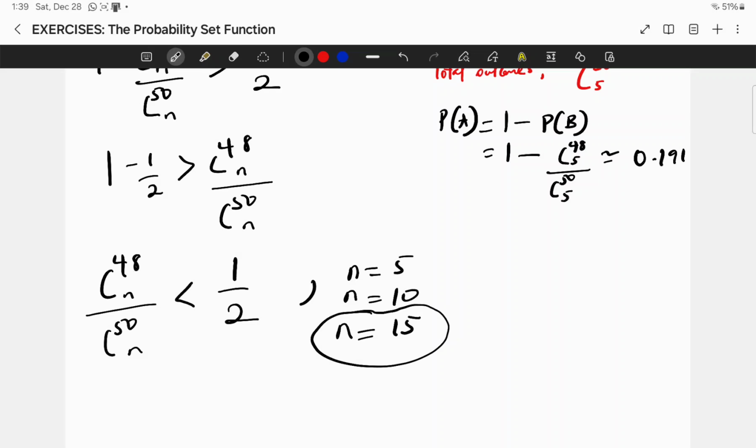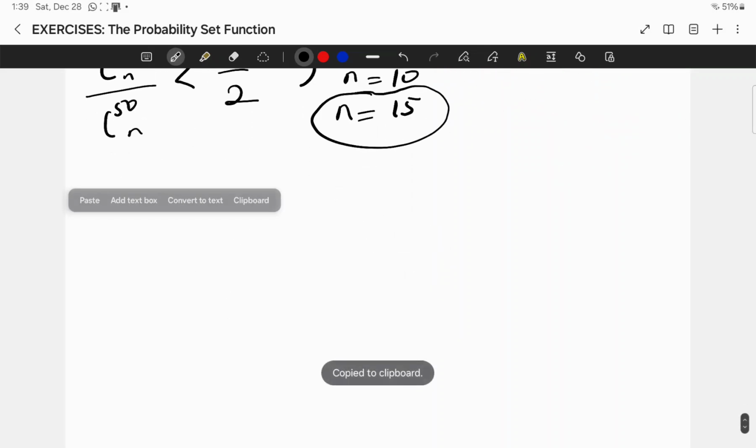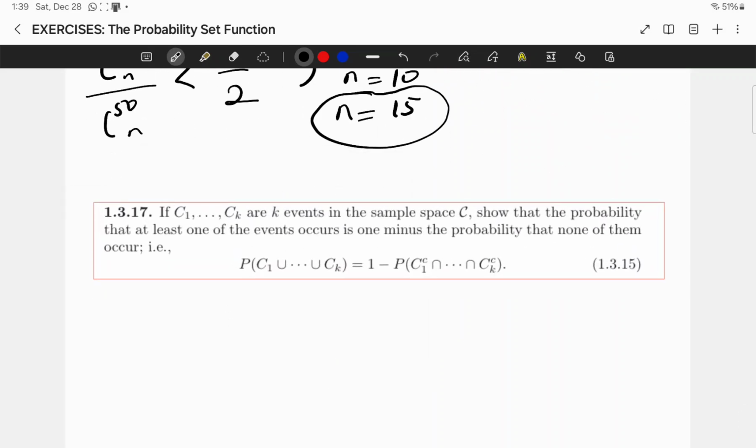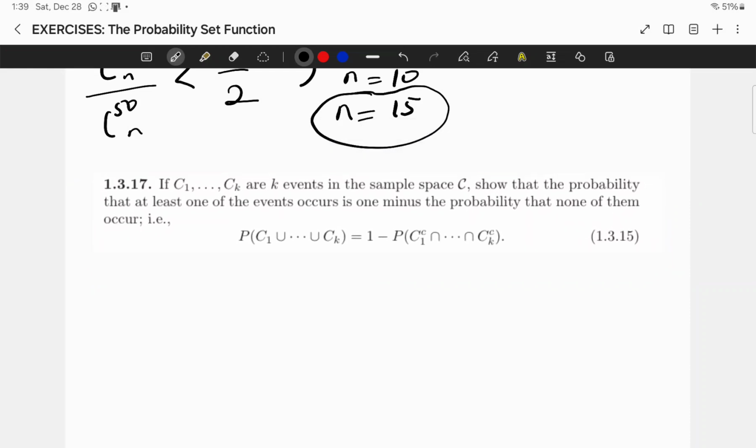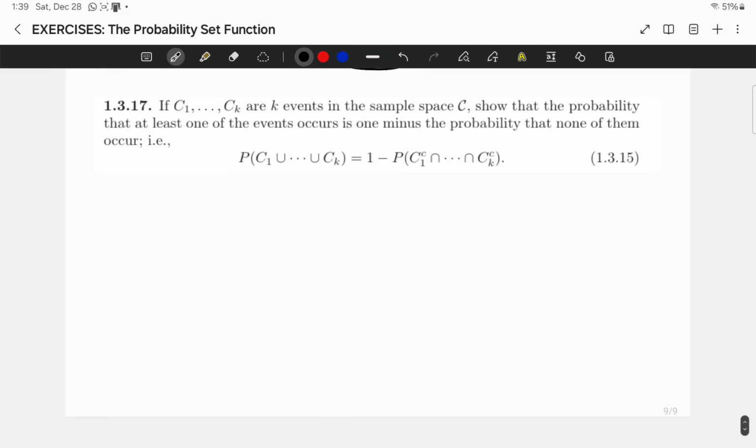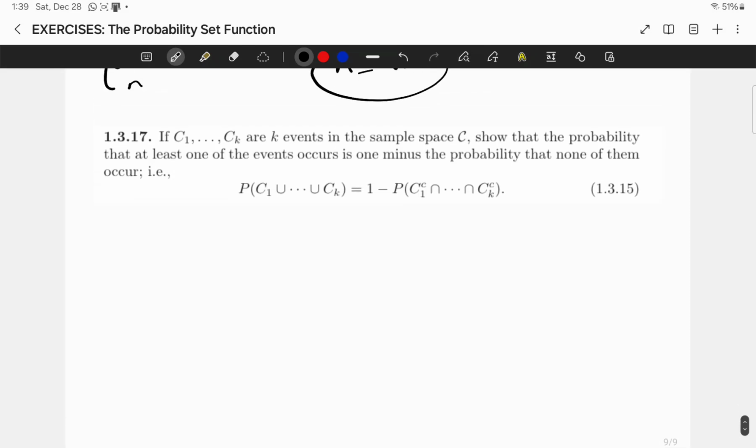Next question, we're going to check question number 17. Question number 17. So we have, if C1 to CK are events in the sample space, to show that the probability that at least one of the events occurs is 1 minus the probability that none of them occur.